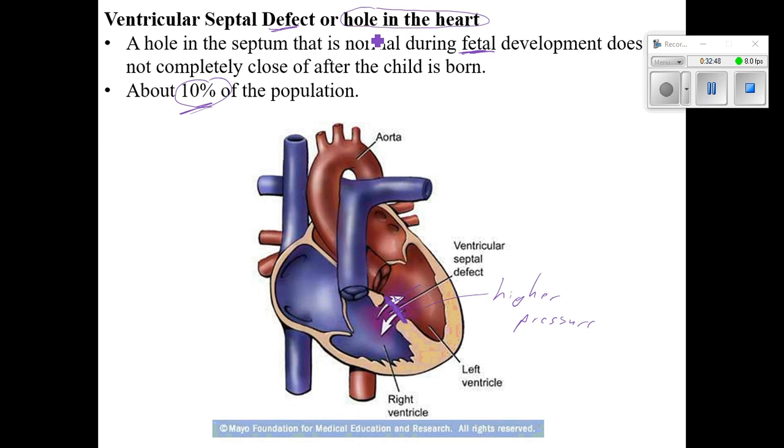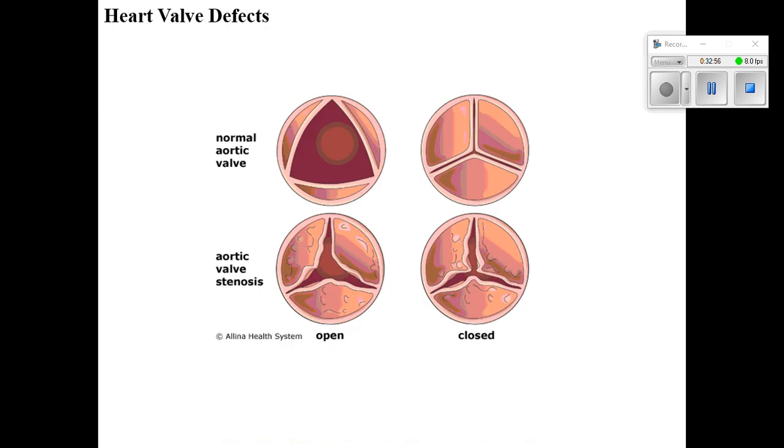This hole in the heart that remains in about 10% of the people, by the way, is referred to as a patent foramen ovale, which is just the hole in the heart.